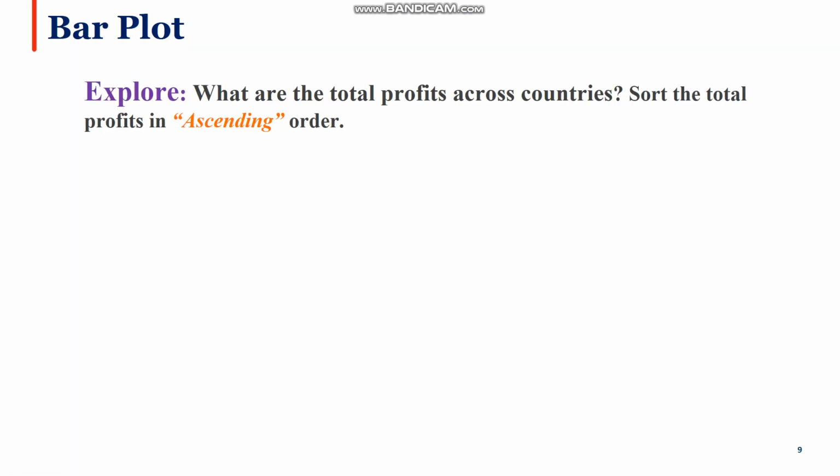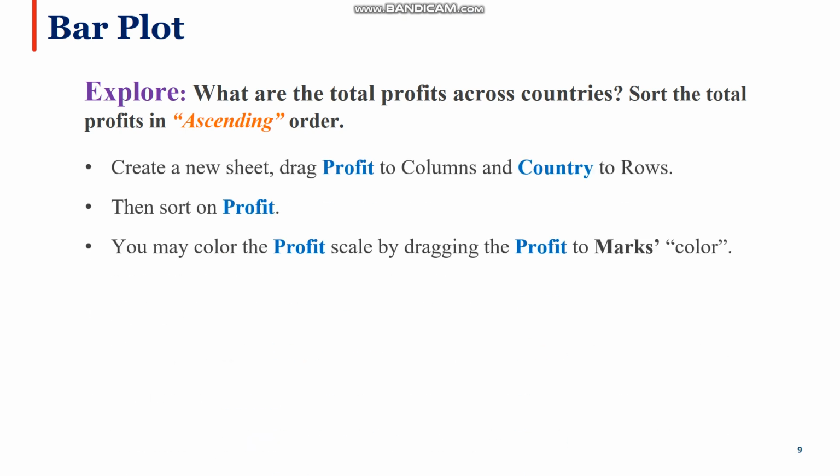So in Tableau, how can you create this bar plot? You may need to create a new sheet and drag the profit to the column, country to the row. Then you may sort on the profit. You may color the profit scale by dragging the profit to the marks panel, which is using the color.